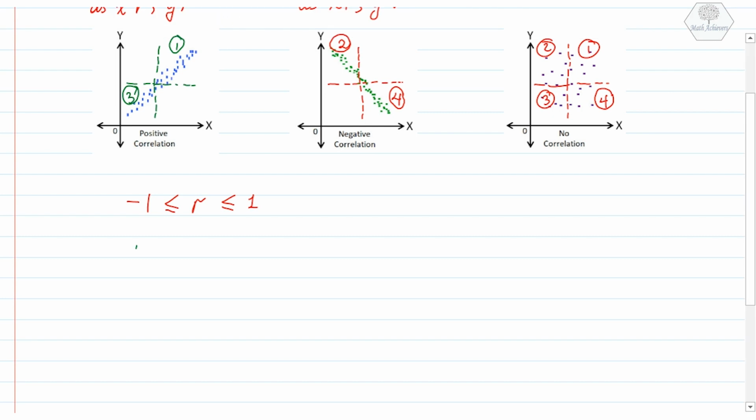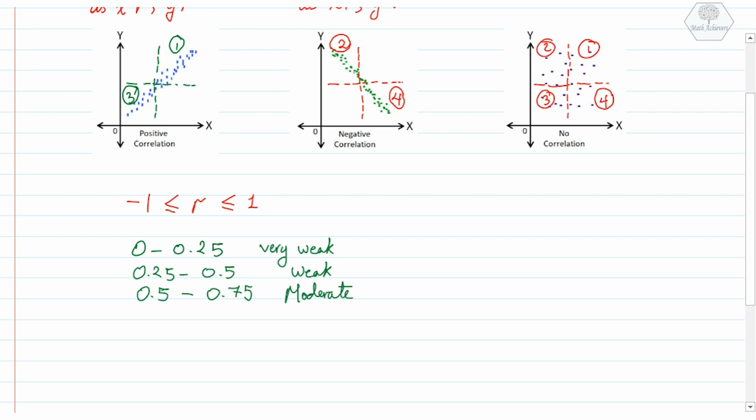So now, if R has a value between 0 and 0.25, then I can consider the correlation to be very weak. If the values of R are between 0.25 and 0.5, then I consider the correlation to be weak. If the value of R is between 0.5 and 0.75, then I can consider the correlation to be moderate. If the value of R is between 0.75 and 1, then I consider the correlation to be strong.